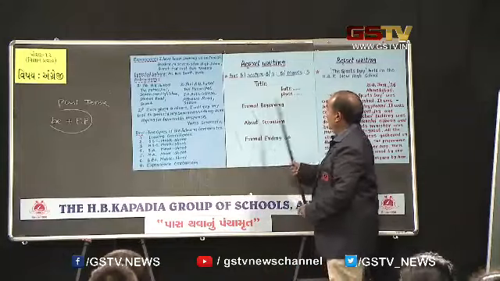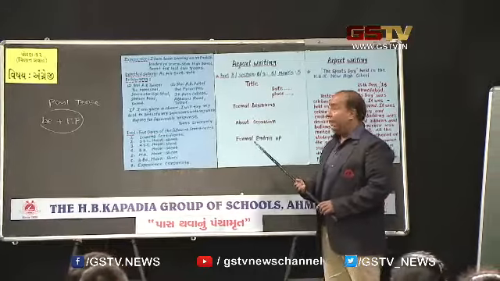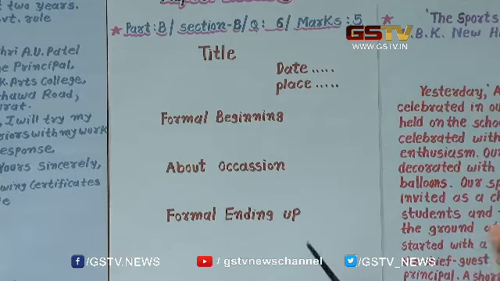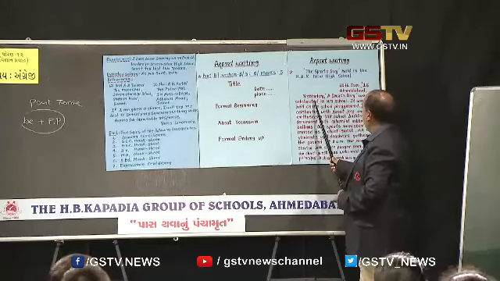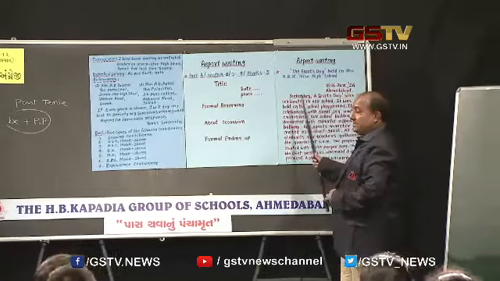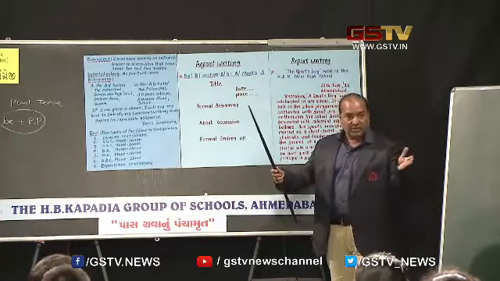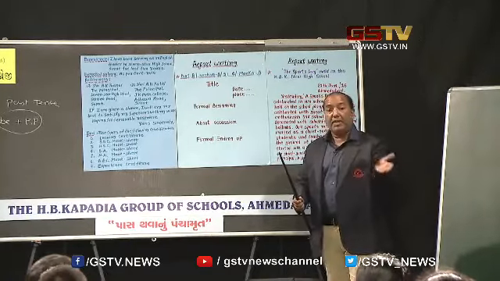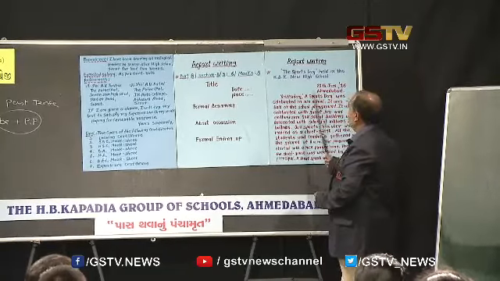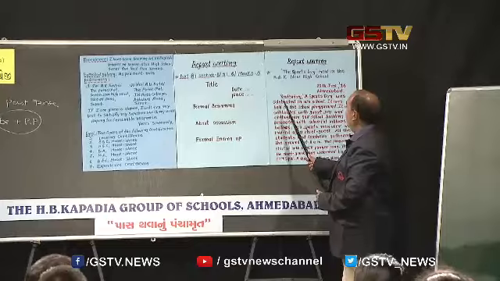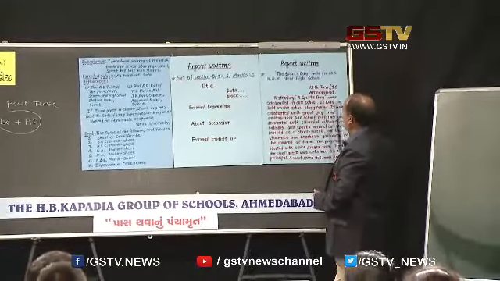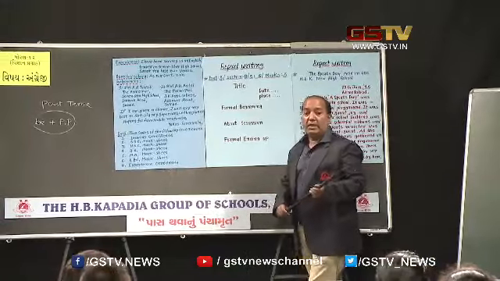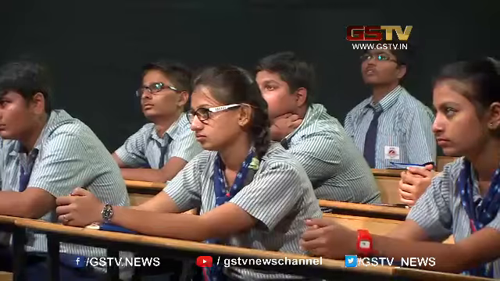And then, in our formal beginning, we have to write when the function was held. For example, yesterday a sports day was celebrated, yesterday the blood donation camp was held, last Sunday, last year the Republic Day was celebrated in our school. In this question, the sports day report, we should write: yesterday the sports day was celebrated in our school. Then we have to write where it was held. It was held on our school playground.